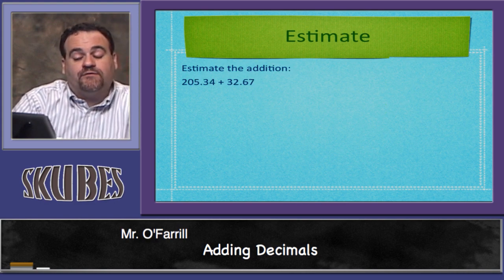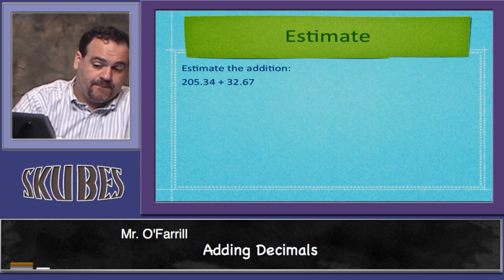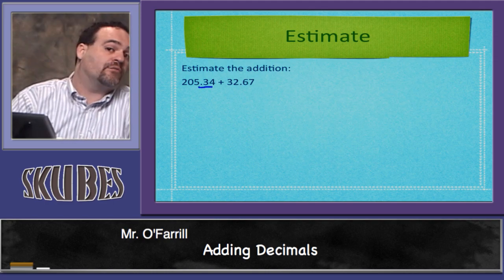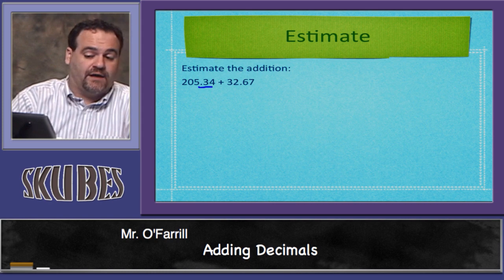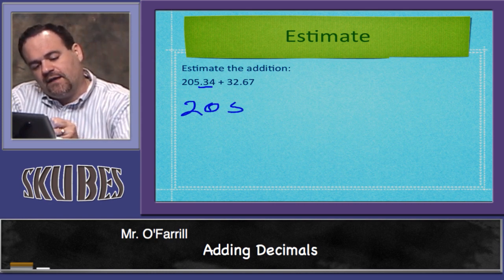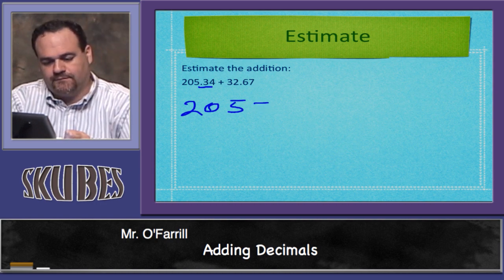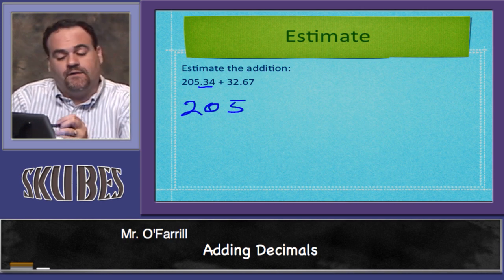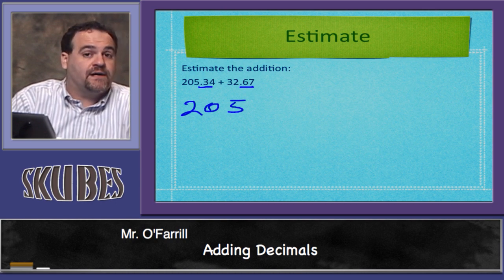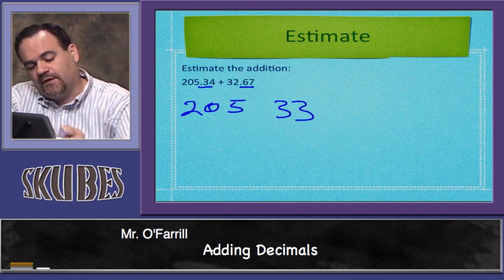This time we're going to look at 205.34 plus 32.67. This time when we look at the tenths place, we have a number 3. 3 is smaller than 5, so we're just going to drop everything to the right of the decimal and leave that as 205. And then to the right of this decimal, it's a 6. 6 is larger than 5, so we're going to go ahead and round up, which will give us 33.